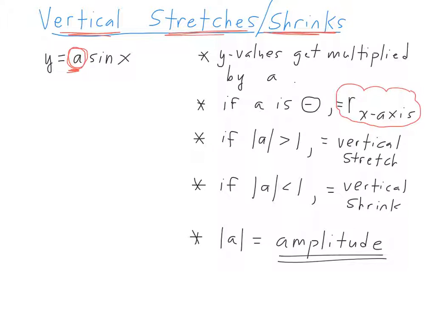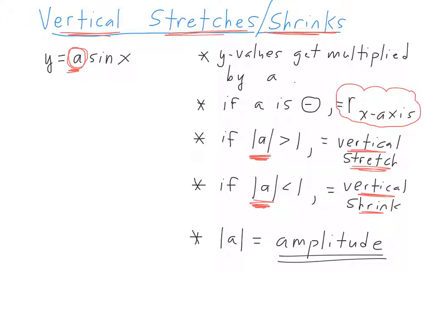Recall that if that number in front is negative, we really have a reflection over the x-axis. Now, if we just think about it as being a positive number only, so the absolute value of it, if it is greater than 1, then we have a vertical stretch. By the way, if it is 1, then it's not changing the original function of sine of x. If the absolute value of a is less than 1, then we have a vertical shrink. So we're talking about a number like a half.